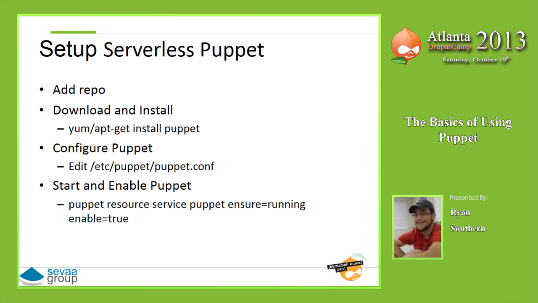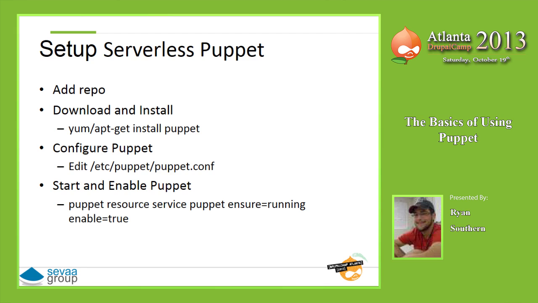I'm going to go over setting up the serverless Puppet. It's really simple. You essentially add the repo. There's repos for all the different distributions. Some of them are provided by the distribution themselves, and some are provided by Puppet Labs. And then you essentially yum install Puppet, and that installs it. The configuration file is etc puppet config.